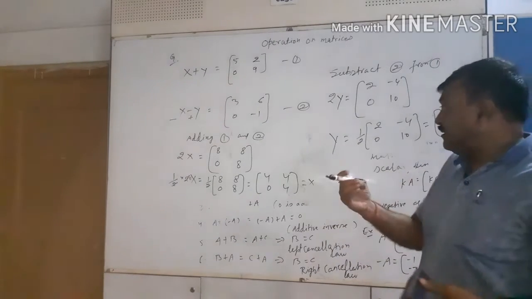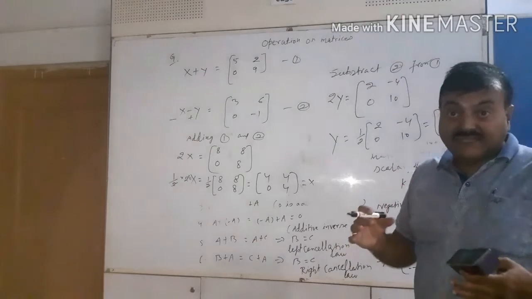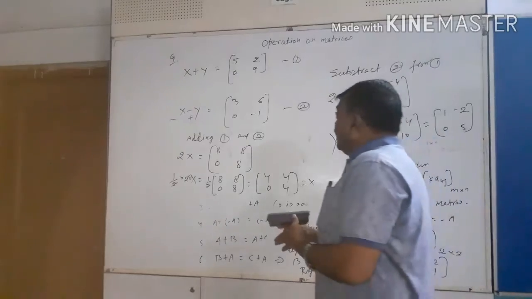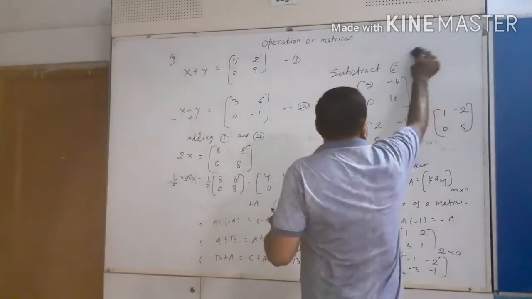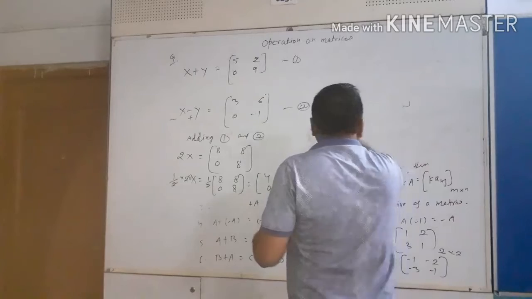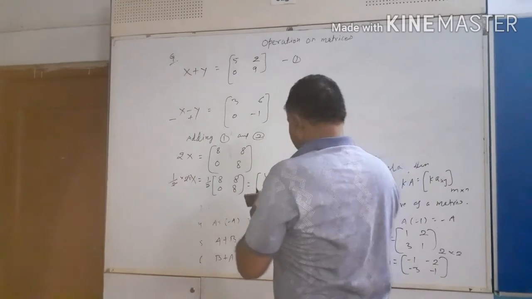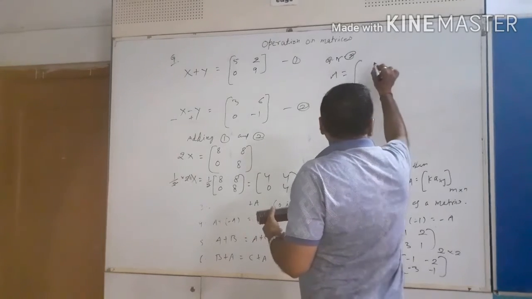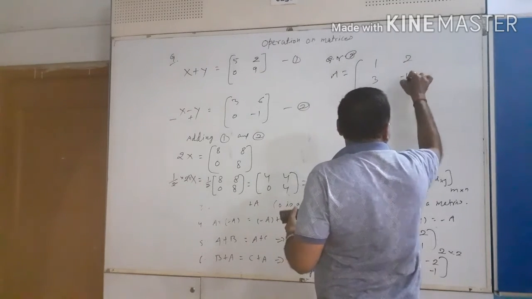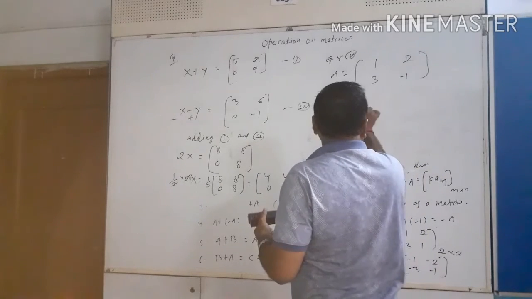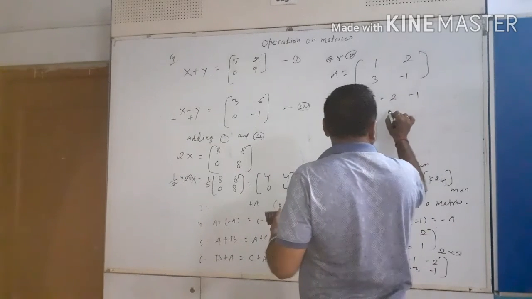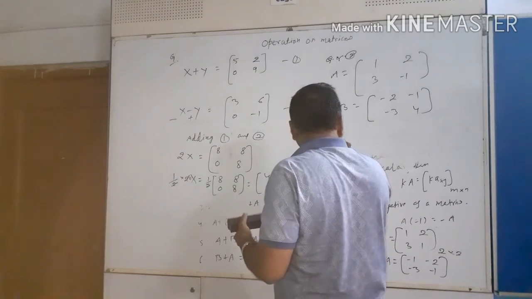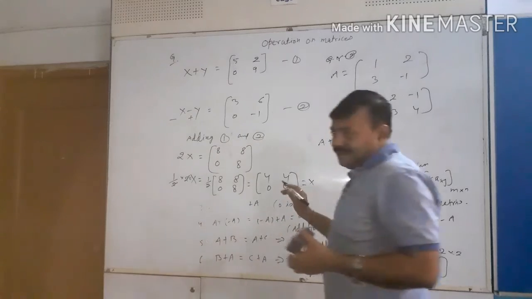Again, for more clarification, I am going to do some simple examples. Just see question number 2. Suppose A equals 1, 2, 3, minus 1 and B equals minus 2, minus 1, minus 3, 4. You have to find A plus 3B. Easily you can find.